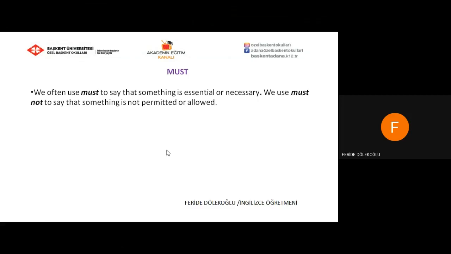Let's read the explanation part. We often use must to say that something is essential. We use must not, or mustn't to say that something is not permitted or allowed. For example, I must go now. You must fasten your seat belt. As you see, after must, we use verb 1, the base form of the verb.